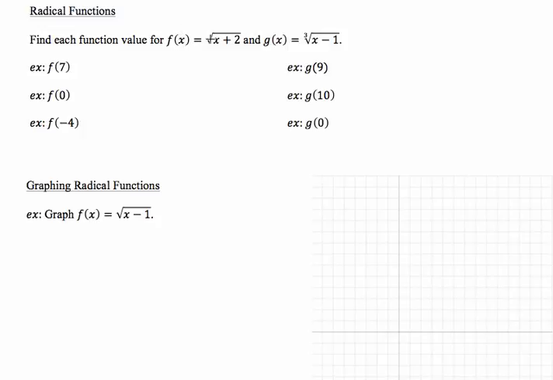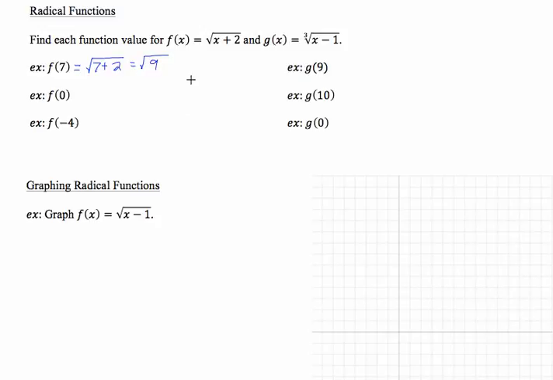So with these, let's do a little bit of practice and find some numbers here. Let's find f of 7. F of 7, that would mean plug in 7 for x in f, so that would be the square root of 7 plus 2. And then from here you just go one step at a time in the order of operations. So square root of 9, so you get 3.